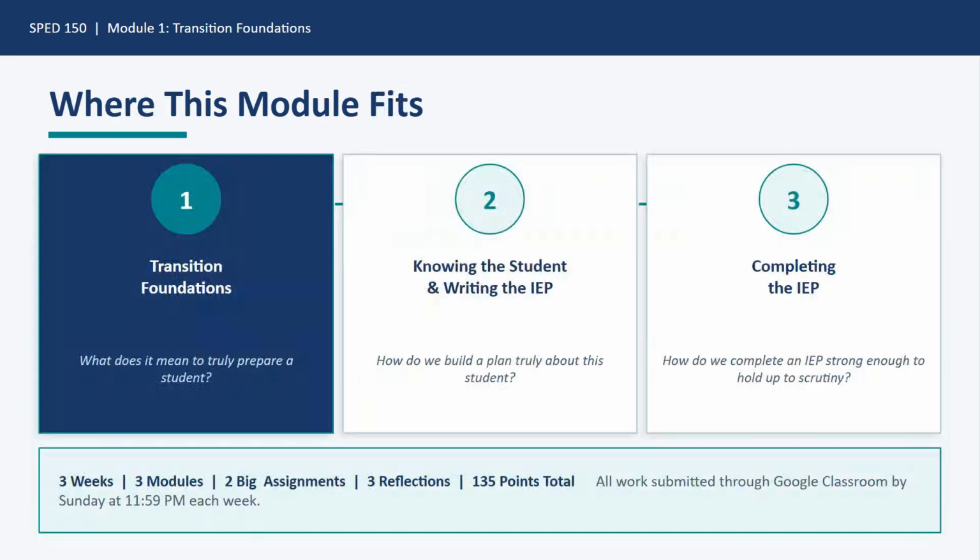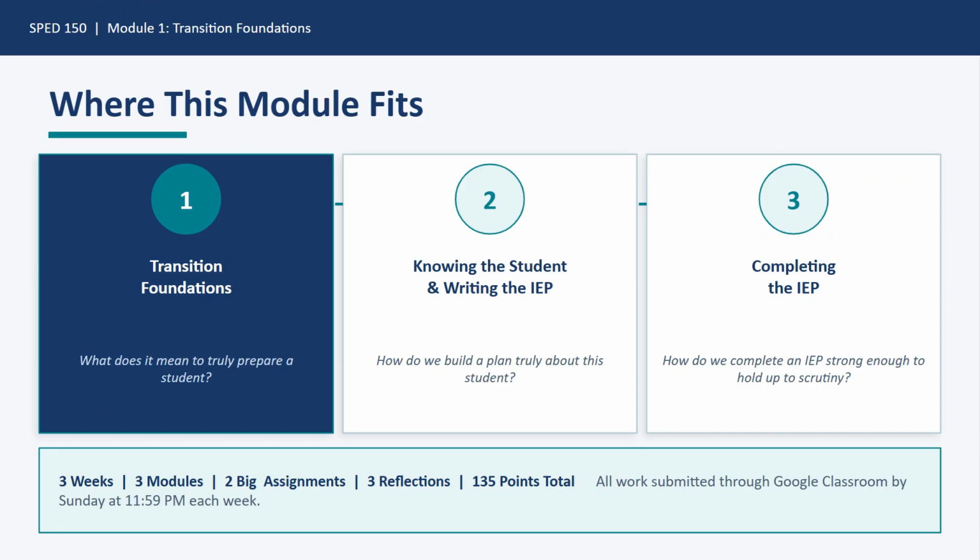A few logistical anchors worth knowing now. All work is submitted through Google Classroom. Everything is due by Sunday at 11:59 p.m. The course totals 135 points across 3 assignments and 3 reflections. None of that should feel overwhelming. The design is intentional and each piece builds on the last.